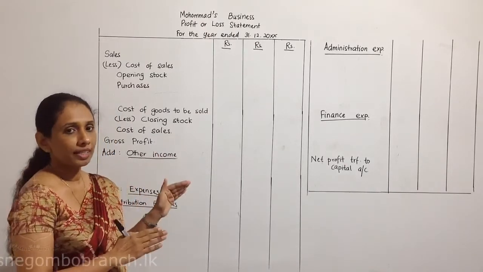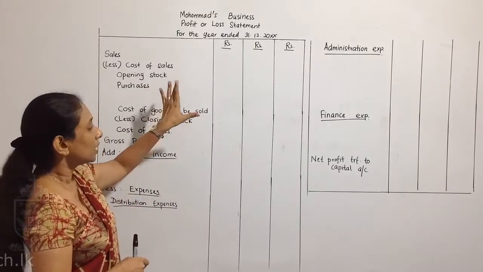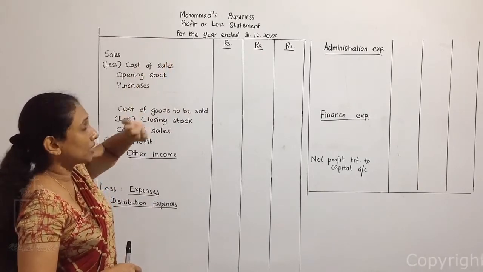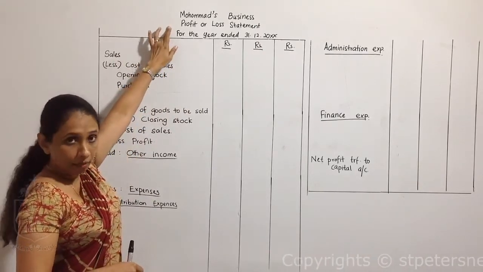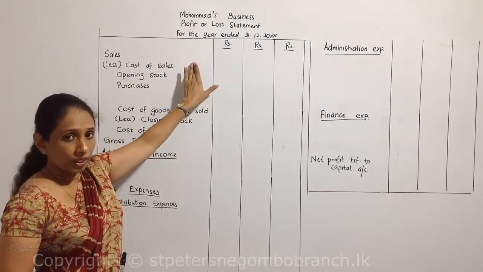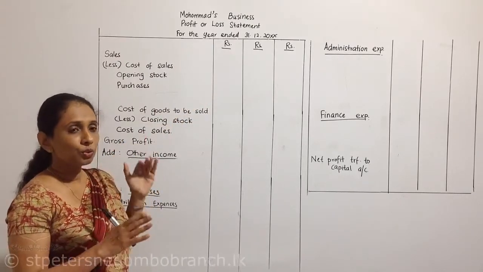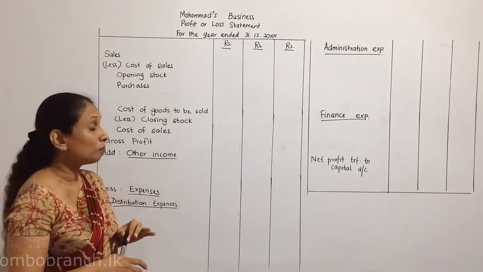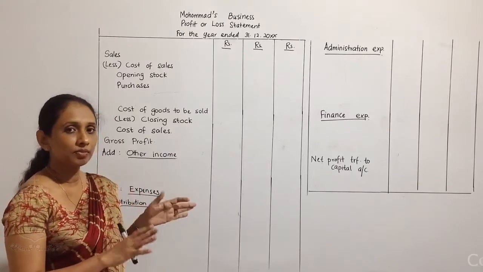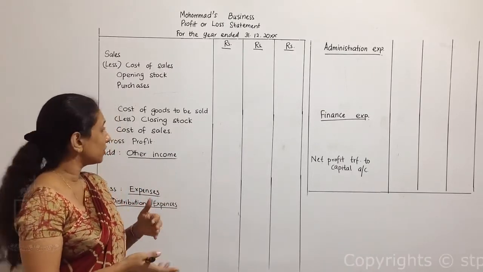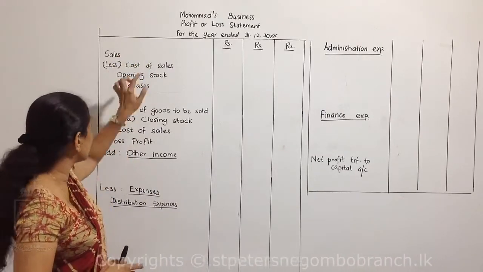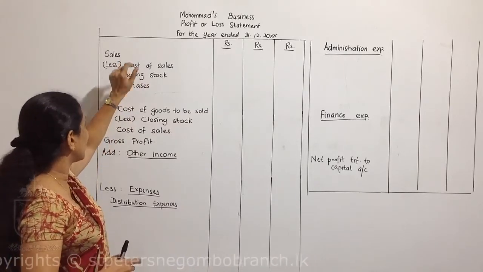In order to do the profit or loss statement, what do we have to do first? First we have to set up the format. I have already set up my format. At the top I have mentioned the name of the business, the name of the statement, and the period for which I am preparing the statement. Usually certain line items come into this profit or loss statement, so we can put those line items well in advance before we go to the figures. First we have the sales figure coming in on top of the profit or loss statement. So I have put the name of the line item.